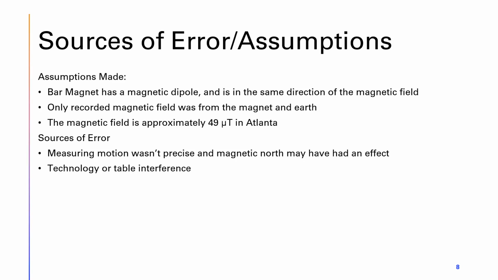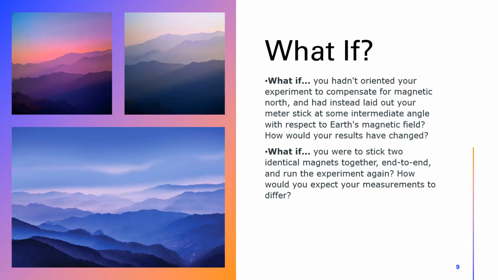But with sources of error, our measuring motion wasn't precise. I noticed that I was getting a little bit off when I was actually measuring up and down an axis, and magnetic north may have had an effect on it if I accidentally tilted the phone one way or another. And also technology or table interference. The table was made of graphite, and computers and iPads were around, so that might have affected the magnetic pole.